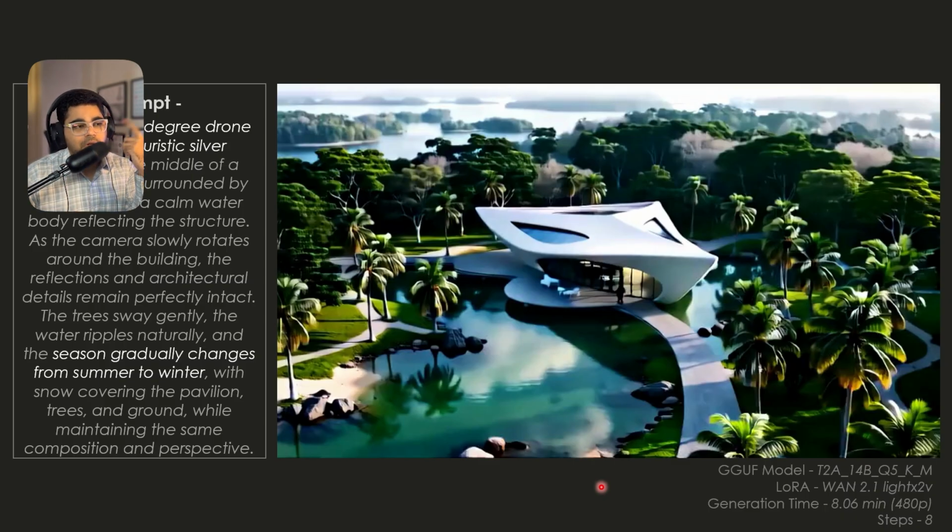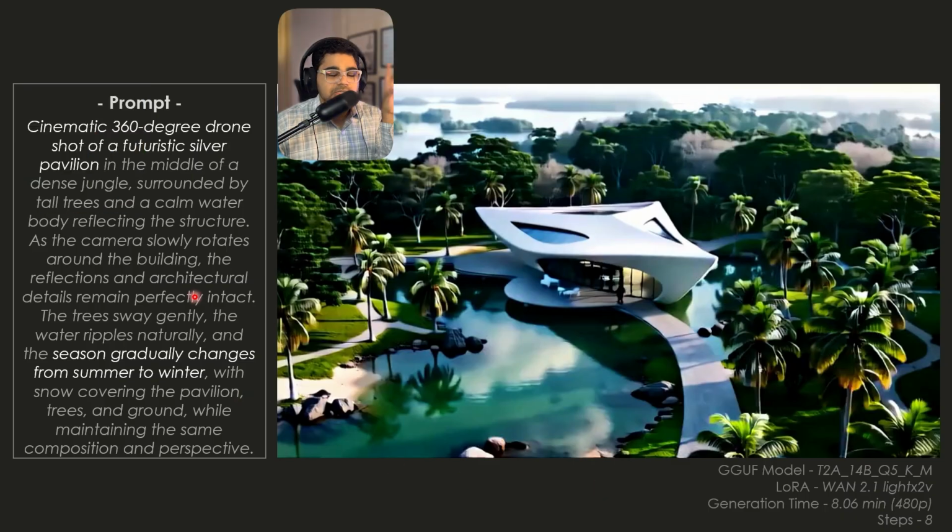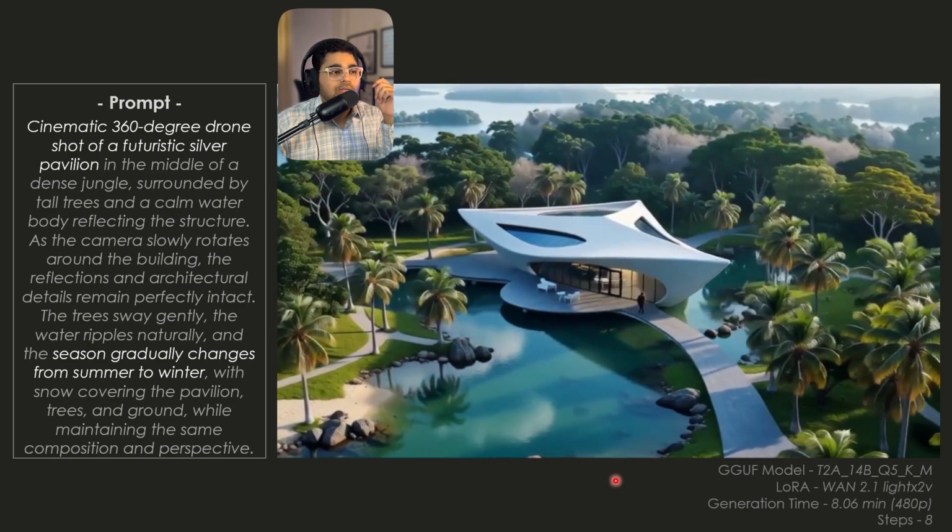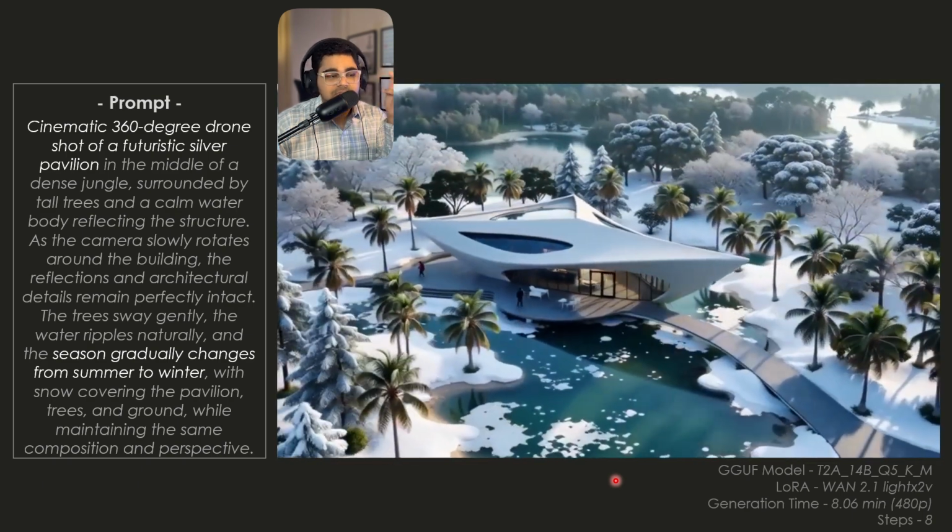Okay. And the way that I formatted this slide is on the left side, you will see the total prompt. And on the bottom right hand side, you will see all the details of the model, generation time and the steps that I have used. Okay. And let's see the output. It does architecture. It converts the season.